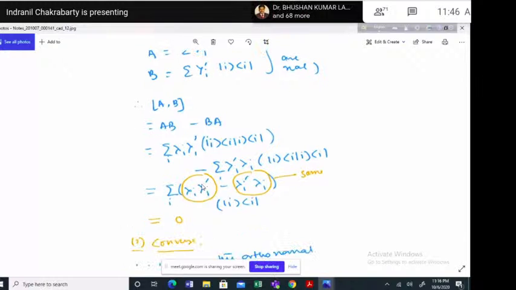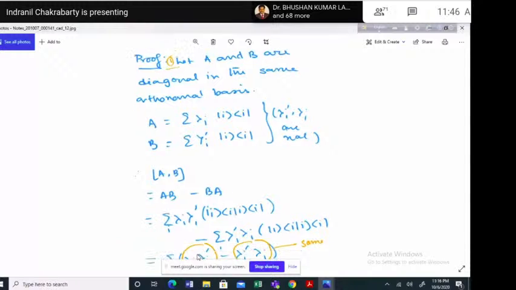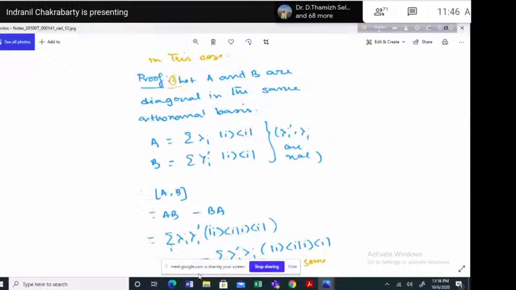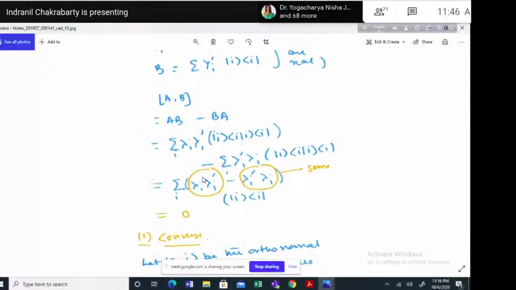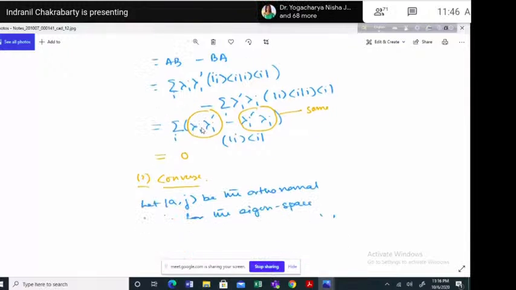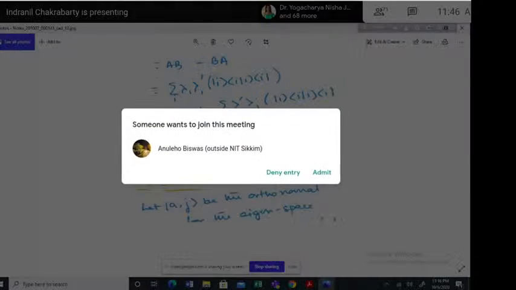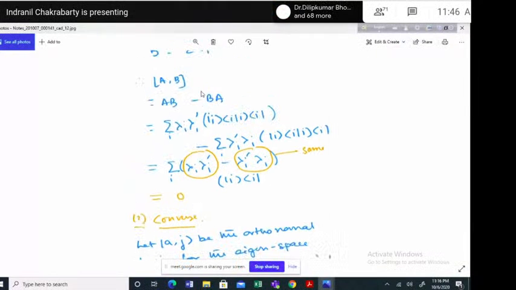So A and B will commute. So if they are diagonal in some orthonormal basis, they will commute. The commutator will be 0. The interesting part will be the converse one. The converse states: let A and B be commuting Hermitian operators; then there exists an orthonormal basis.